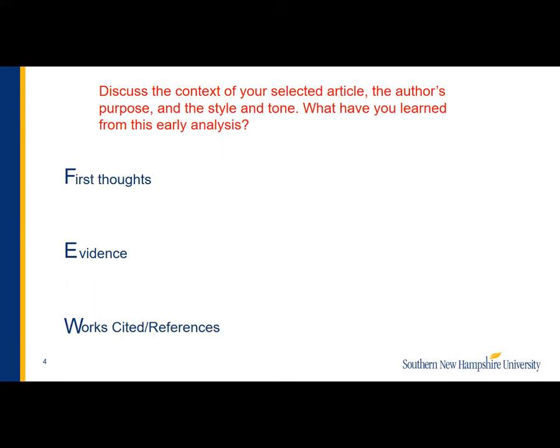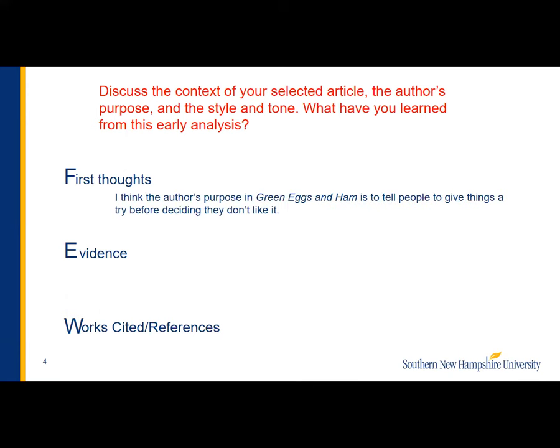Let's say we read Green Eggs and Ham by Dr. Seuss, and we are focusing on this part of the question that asks us about the author's purpose. Maybe our first thoughts are that the author's purpose is to tell people to give things a try before deciding that they don't like it. Now, these are just some first initial thoughts or ideas, so it might not be fully developed just yet, but as you work on it, it will become a more complete thought that will be ready to turn in.